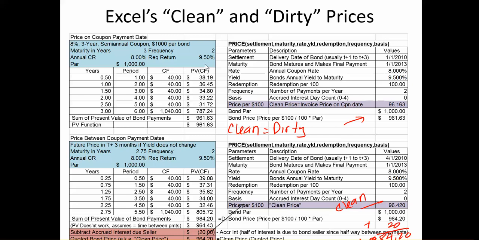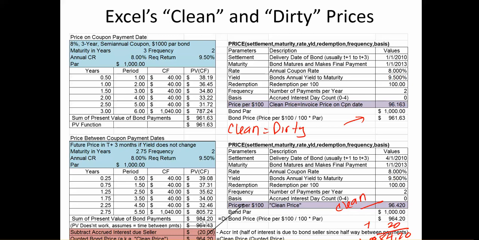Now, since this bond has a par of 1,000, I'll take 96% of 1,000. I will actually pay $961.63 for this bond. Now let's fast forward 3 months. This 3-year bond is now a 2.75-year bond. And now we're 3 months away from the first coupon payment, and then another coupon payment every 6 months. So now the cash flows are the same, but now we're closer to all of them. If I take the present value of all the cash flows, I now get 984. That's the present value of all future cash flows, including all of the first one.